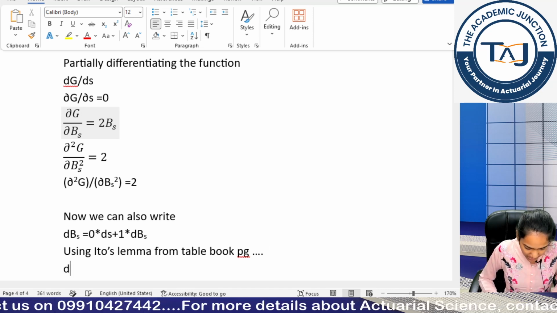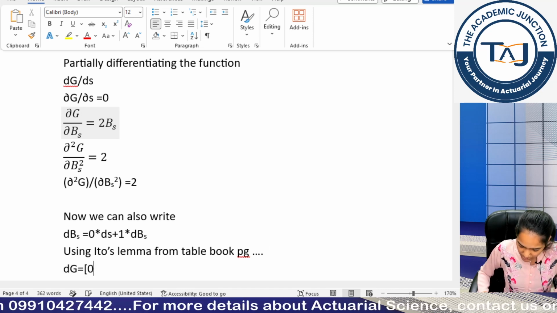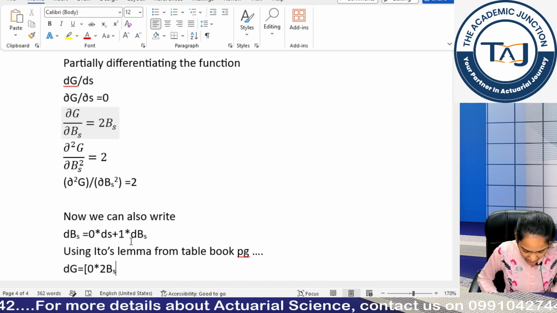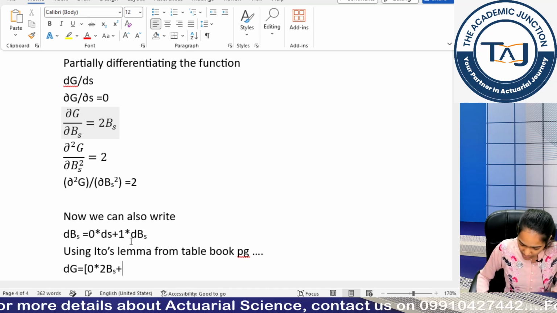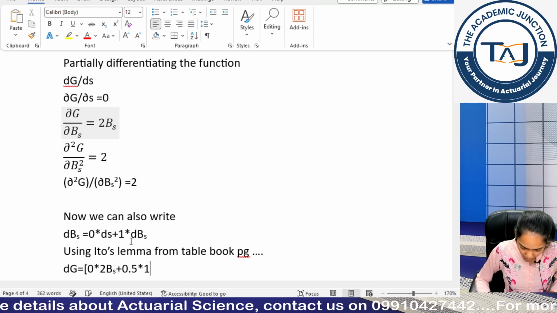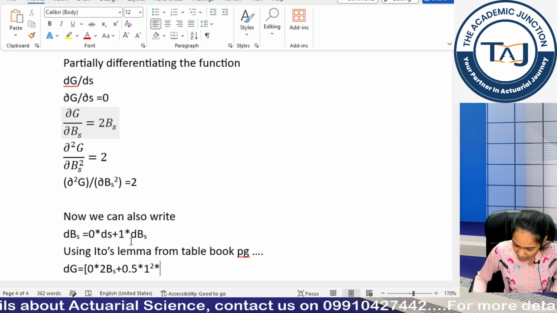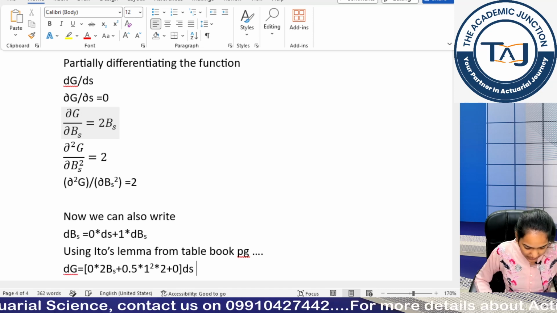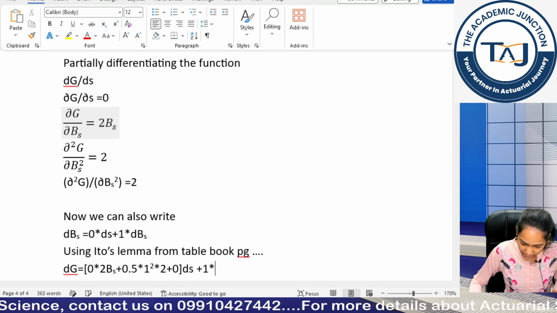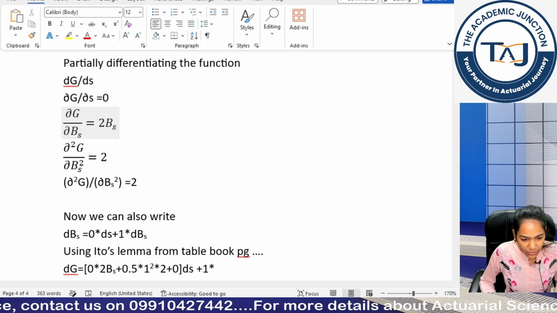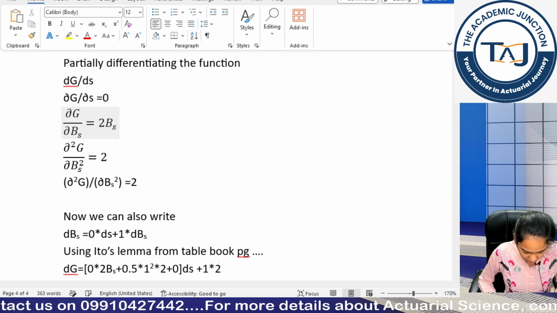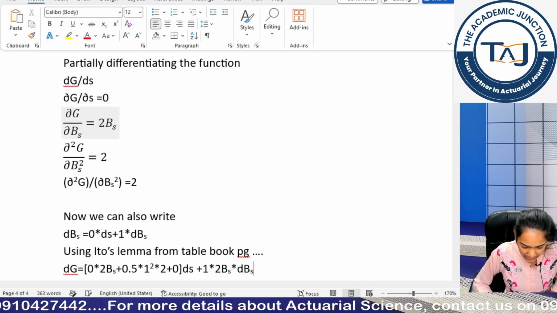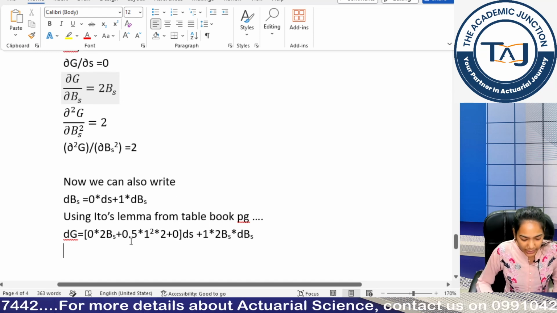Okay, so I can write dg is equal to 0 into d2bs control shift minus, plus 0.5 into 1 squared into 2 plus 0, into ds, right, plus 1 into, what is the dbs? It is 2bs dbs. So 2b control shift minus s star db control shift minus s. So basically this is the thing.